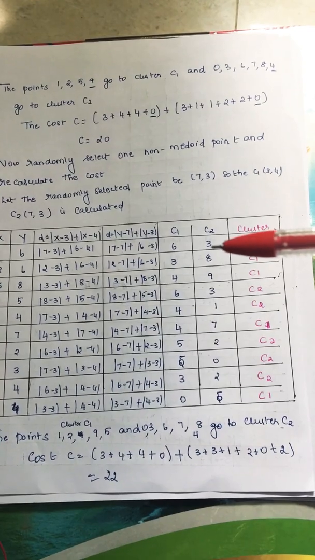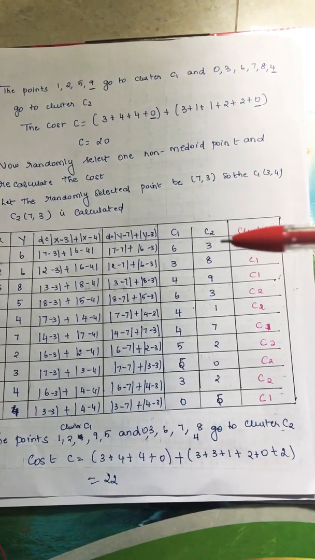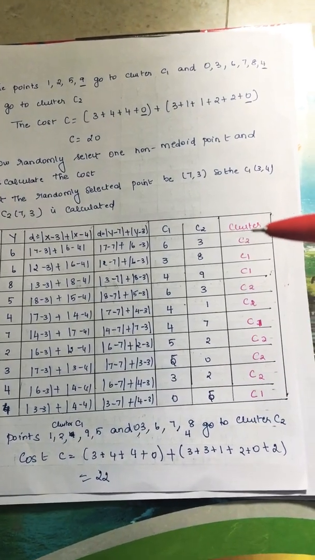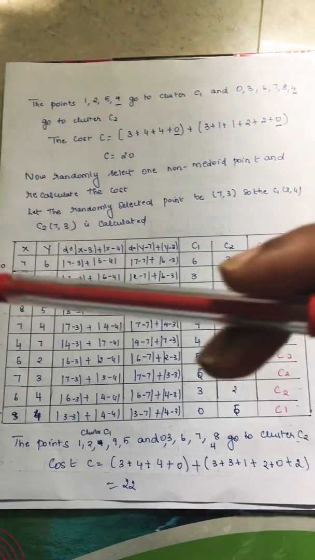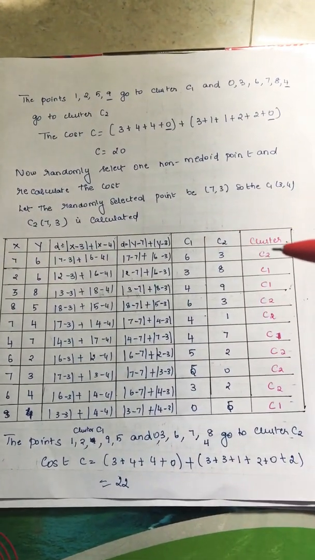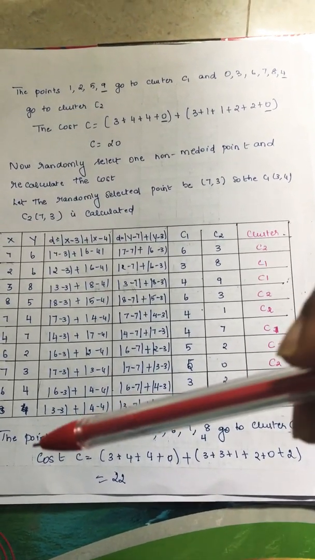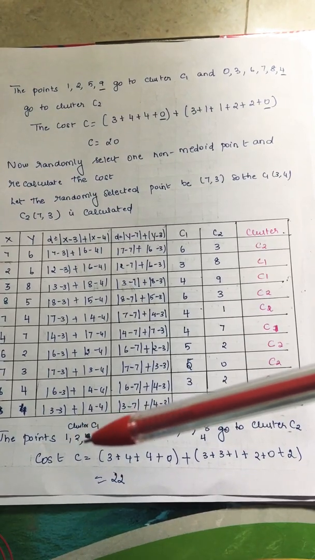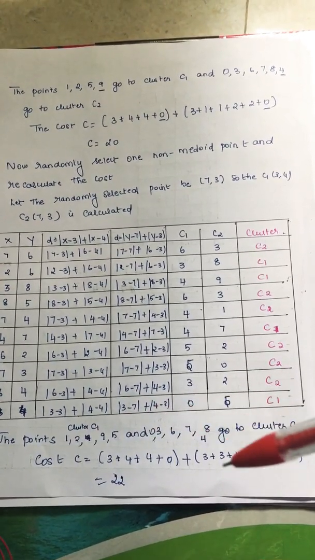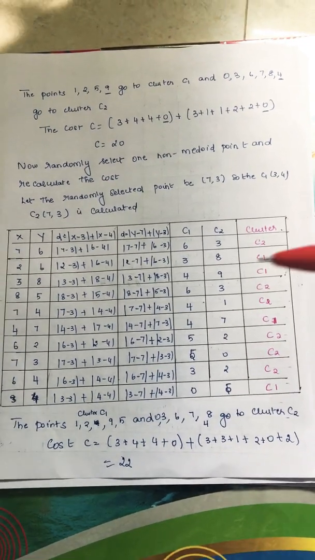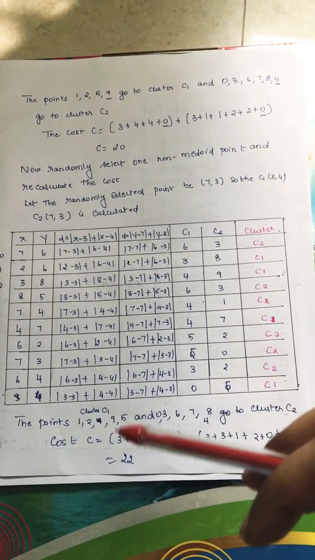I will calculate and find my cluster values with that. Whichever is minimum, 3 will be the minimum, so it forms cluster 2. So the first data point 0 forms to C2. Likewise it will form your cluster analysis. So I will get C1 as 1 2 9 5 and C2 as 0 3 6 7 8 4. So now I again calculate my cost value.